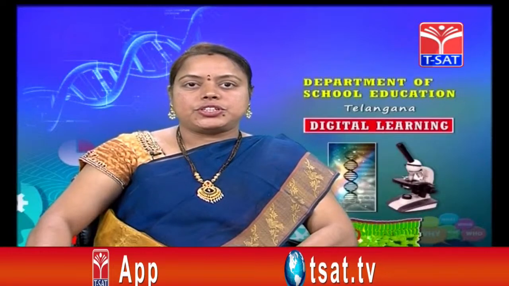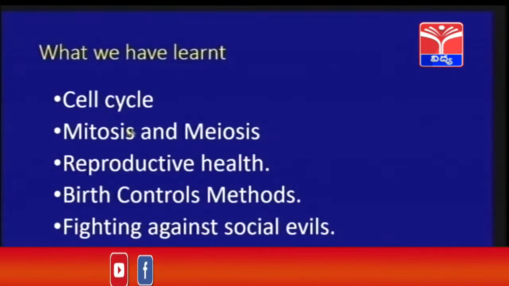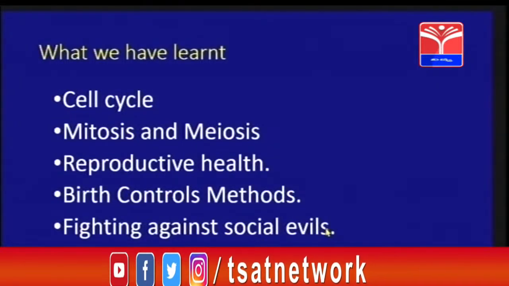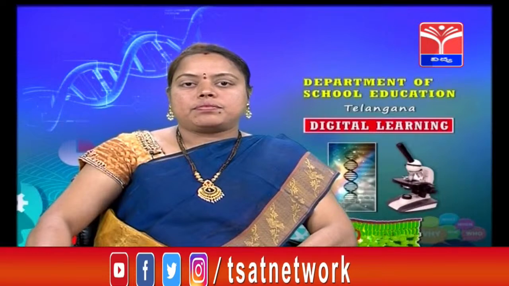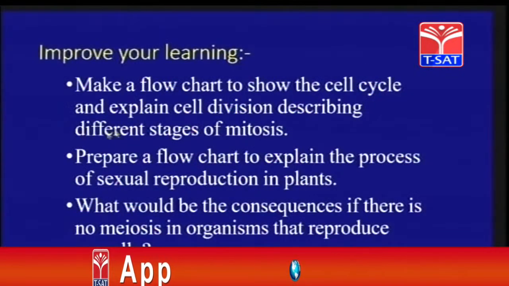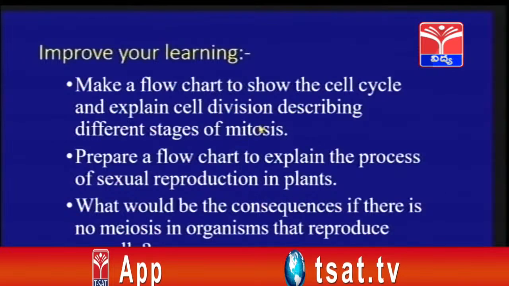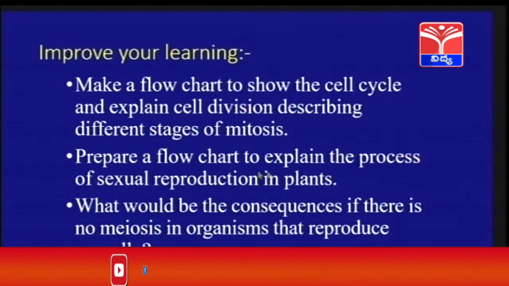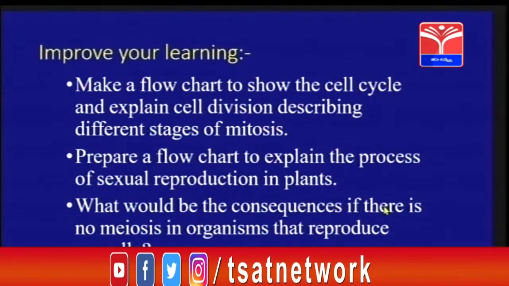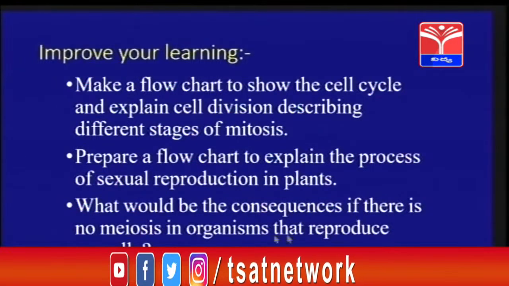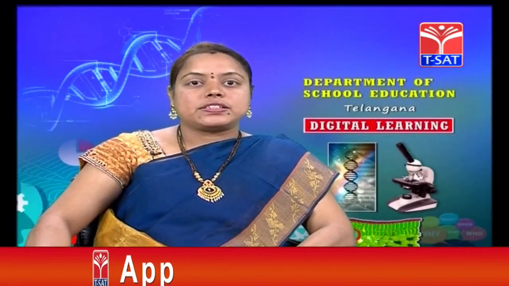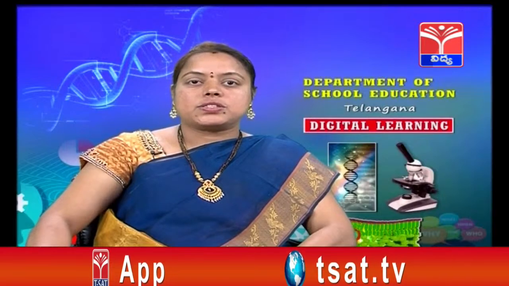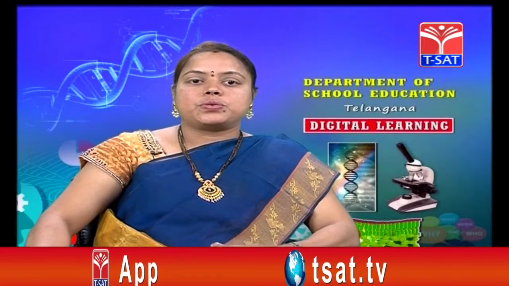What have we learned? Children, we have learned cell cycle, mitosis and meiosis, reproductive health, birth control methods, fighting against social evils. Improve your learning. Make a flowchart to show the cell cycle and explain the process of cell division in mitosis. Also prepare a flowchart showing sexual reproduction in plants, as we have discussed in our earlier classes. And what would be the consequence if there is no meiosis in organisms that reproduce sexually? Because children, we have discussed in this class that the meiosis process takes place only in sexual reproduction.